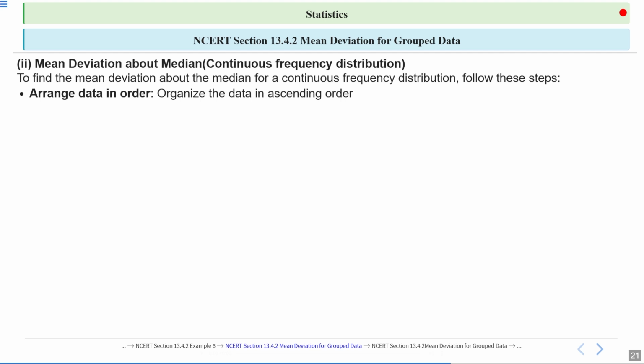So the first step is to arrange the data in order. This means we organize the class intervals and their frequencies in ascending order from the smallest class interval to the largest.